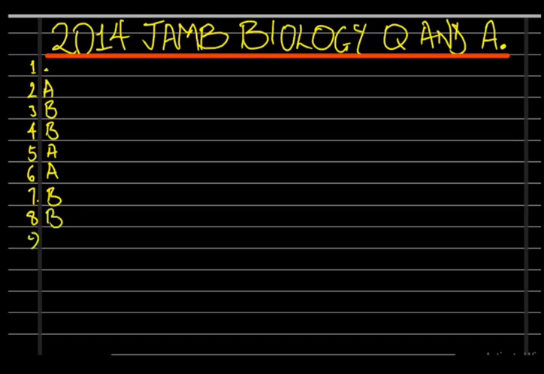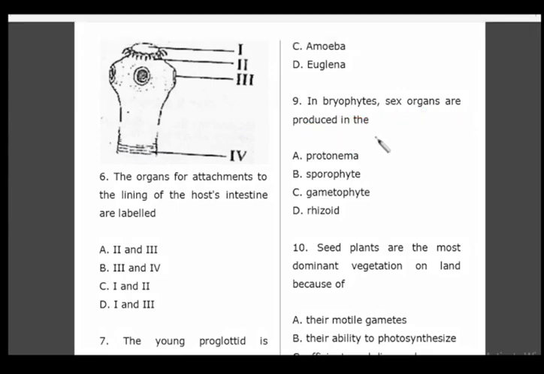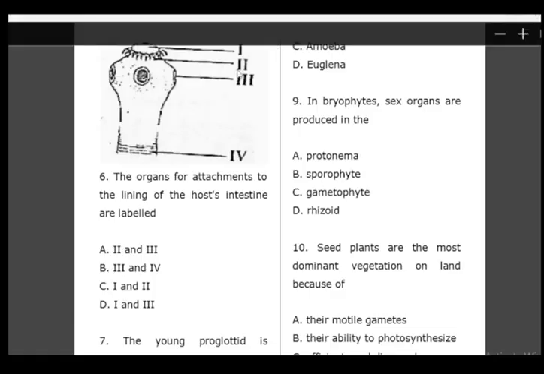So we'll move to question 9 now. In bryophytes, sex organs are produced in the protonema, the sporophyte, the gametophyte, and then the rhizoid. So we have that as our question for question 9. First and foremost, we need to understand what the bryophytes are. So what are bryophytes?